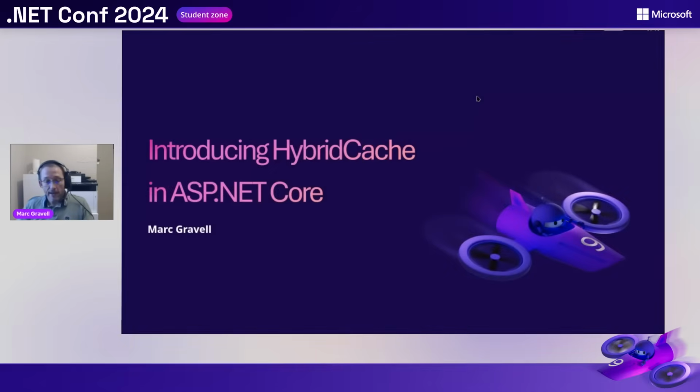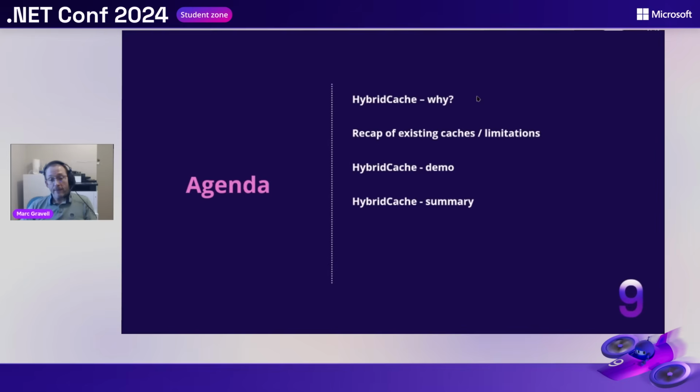Hi, my name's Mark Raval, and I'm here to talk about the new HybridCache API that we're introducing in .NET 9, in particular with ASP.NET Core, but it works in all your applications. So, with any new API, the first question is why?